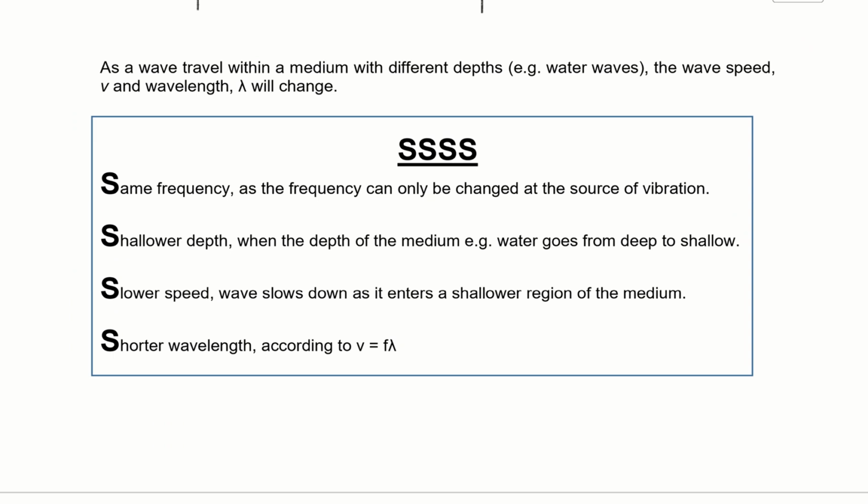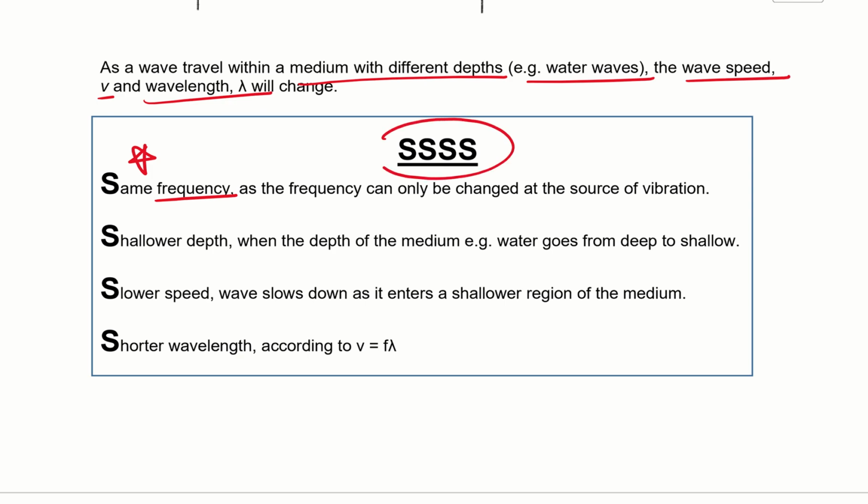This is again pertaining to a certain type of question. As a wave travels within a medium with different depths, for example water waves, the wave speed V and wavelength will change. What wouldn't change? The frequency will not change. So I came up with this SSSS: Same frequency. The frequency can only be changed at the source of vibration. This is important. The frequency can only be changed at the source of vibration.